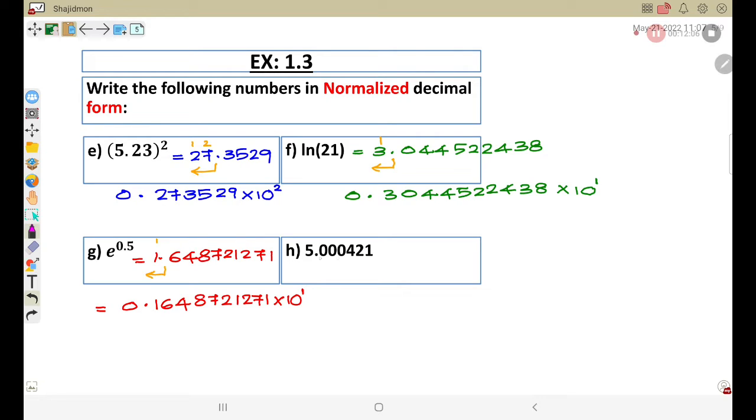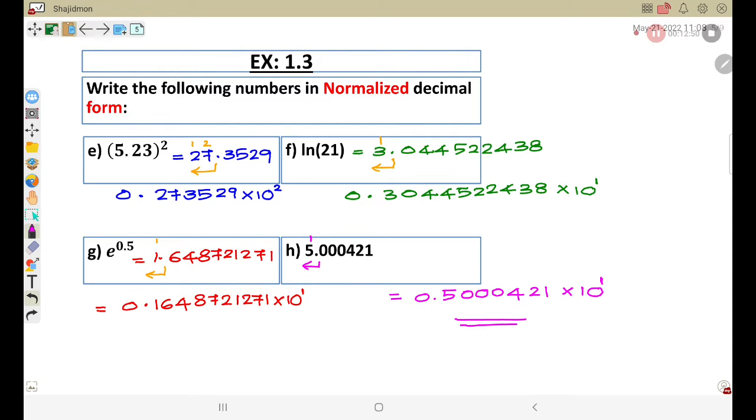5.000421. We need to write this number in normalized form. So we are writing the digits starting from 0 point. First number is 5, so no problem. 0 is not possible as the first digit, but after the first number, any number, as I told you, 0 is also possible. 0.5000421 multiply 10 power. How many numbers before the point? Only one digit, correct? So multiply 10 power 1. So that is the normalized form of that number.